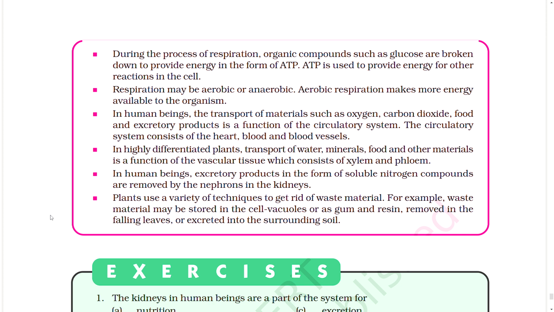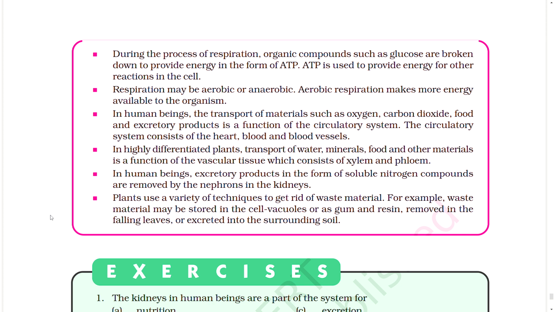In human beings, the transport of materials such as oxygen, carbon dioxide, food, and excretory products is a function of the circulatory system. The circulatory system consists of the heart, blood, and blood vessels. In highly differentiated plants, transport of water, minerals, food, and other materials is a function of the vascular tissue, which consists of xylem and phloem.